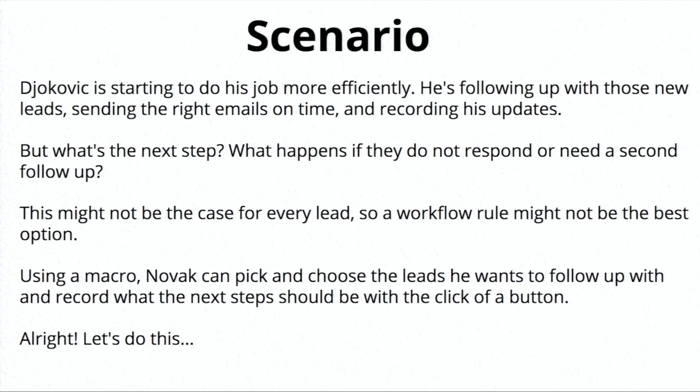Now, just giving a scenario, Djokovic is starting to do his job more efficiently. He's following up with those new leads, sending the right emails on time, and recording his updates. But what is the next step? What happens if they do not respond or need a second follow-up? This might not be the case for every lead, so a workflow rule might not be the best option. Using a macro, Novak can pick and choose the leads that he wants to follow, create the view, and record what the next steps should be for the click of a button.